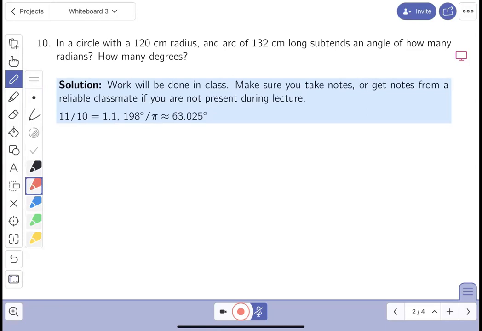It says, in a circle with a 120 centimeter radius and an arc of 132. So I want to kind of draw a picture of what that looks like to me. And I know there's a big circle over here, right? And I know the circle has a radius of 120 centimeters. I know that. It told me that. And then they said an arc of 132. Well, if that's 120, an arc of 132 would look sort of like this over here. I'm not a very good artist, am I? So this is going to be the arc, and the arc is 132 centimeters.